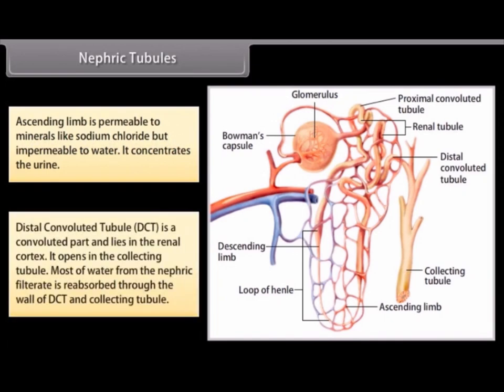Distal convoluted tubule DCT is a convoluted part and lies in the renal cortex. It opens in the collecting tubule. Most of the water from the nephric filtrate is reabsorbed through the wall of the DCT and collecting tubule.